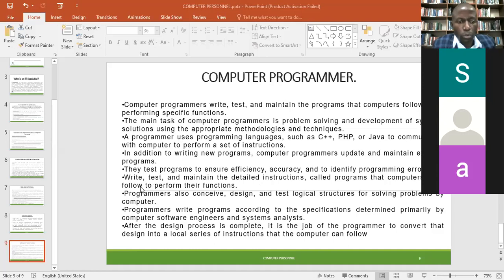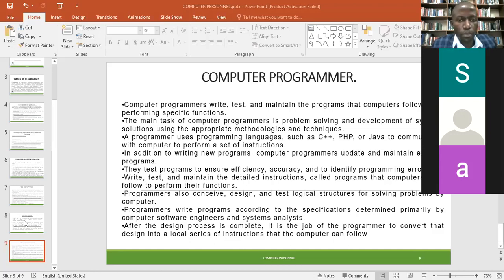So a programmer should be able to write and test programs to ensure their efficiency, their accuracy, and to identify programming errors, write tests, and maintain the detailed instructions that we call programs that computers must always follow when they're performing various functions. Very important.